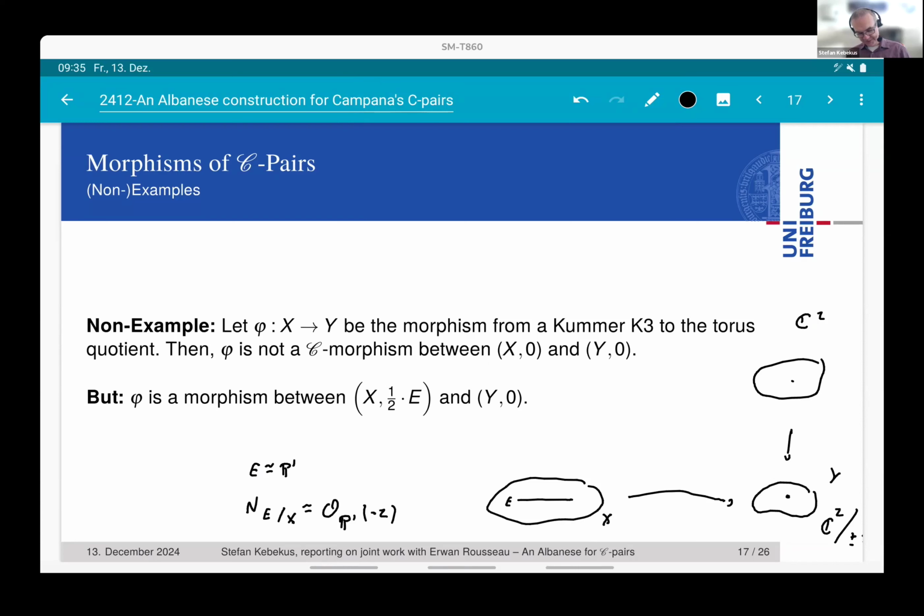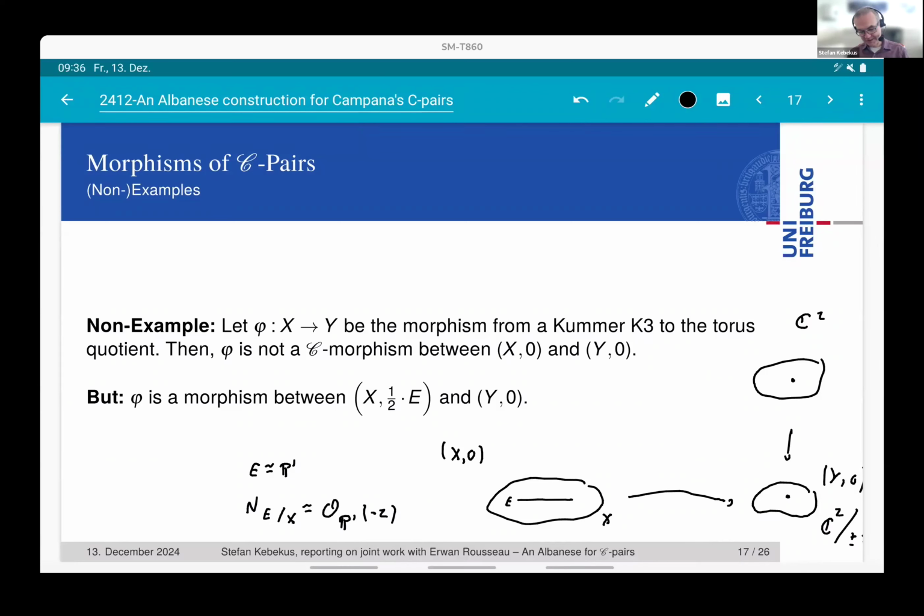And now I ask myself, do I get a morphism of C pairs between X0 and Y0? And the answer is no, this is not a morphism of C pairs. And how can I see that this is not a morphism of C pairs? I need to check that it's a morphism of C pairs if for every commutative diagram upstairs, adapted differentials pull back to adapted differentials.